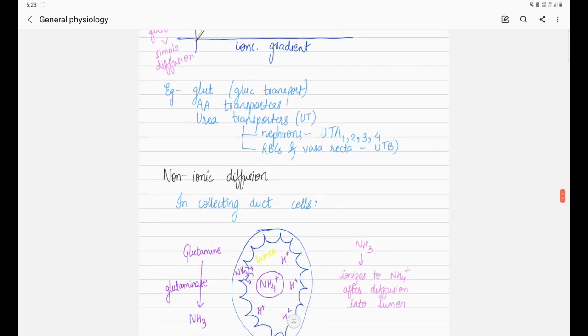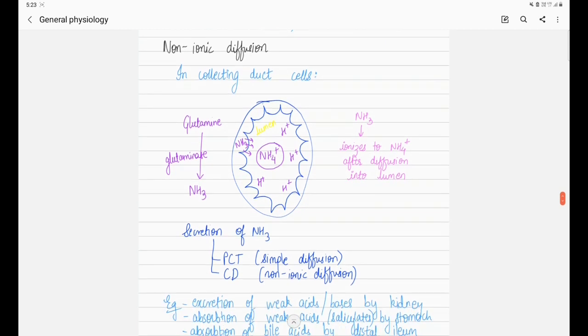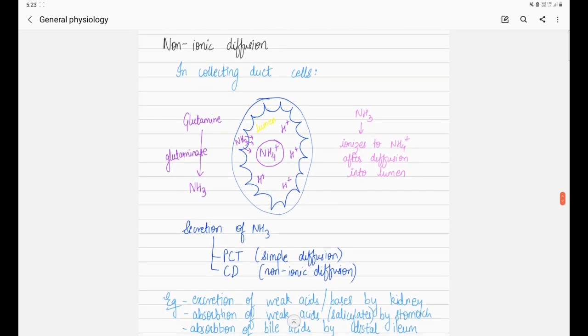Moving on to the next division of passive transport, that is non-ionic diffusion. Now let's see a scenario in collecting duct cells. In the collecting duct, the glutamine which is formed there is converted to ammonia by the enzyme glutaminase. Now this ammonia formed in the collecting duct cells will be more as compared to the ammonia present in the lumen. So there's this concentration gradient which pushes the ammonia into the lumen.